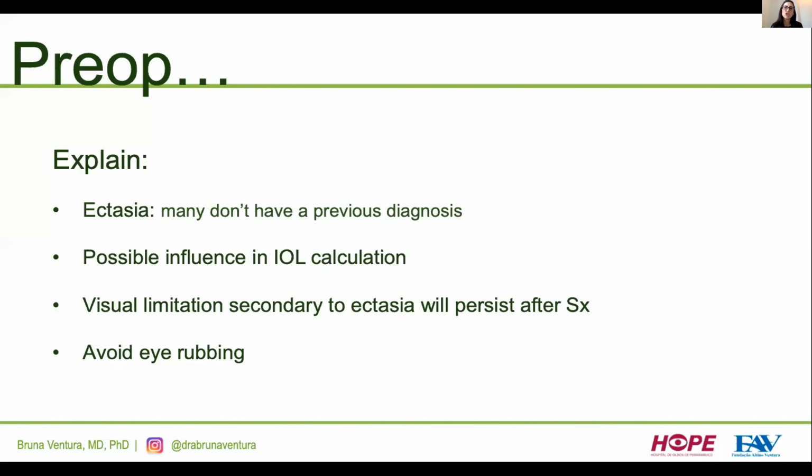But sometimes when we have an ectasia that's more advanced or has more irregularity in the center of the cornea, but still regular, it sometimes influences the IOL calculation. So it's very important for the patient to know that besides having cataract, he or she has ectasia, which can influence the precision of the IOL calculation, and if he or she has a visual limitation secondary to the ectasia that will persist after surgery. That's very important to be explained also.